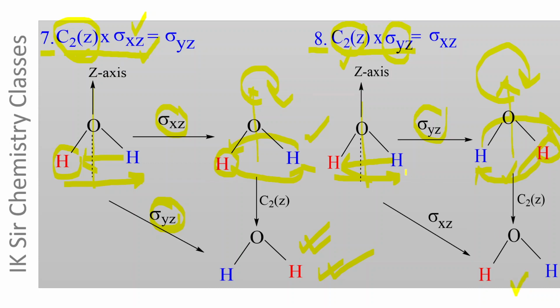This can be obtained by applying sigma xz operation on the H2O molecule. If this H2O molecule is reflected through xz plane, that is the molecular plane, no change in orientation will take place. It means the product of sigma yz and C2z symmetry operations is nothing but sigma xz.